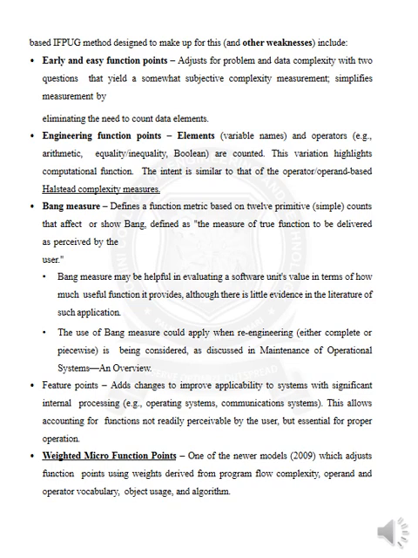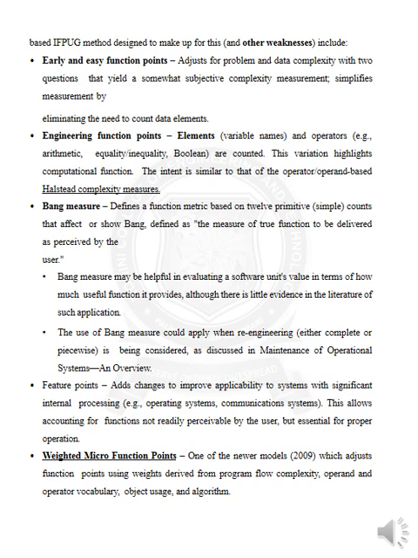Engineering function points, as elements, variables and operators, are counted. This variation highlights computational function. The intent is similar to that of the operator-based Halstead complexity measures. The Bang measure defines a function metric based on 12 primitive counts, defined as a measure of true function to be delivered as perceived by the user.